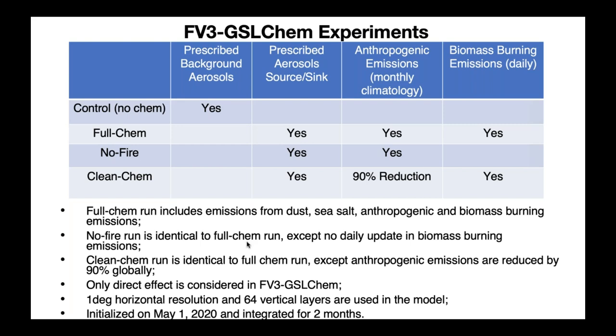So for these experiments, the last three have only the direct effect in the FV3 GFS chem. All four experiments are carried out at 1 degree horizontal resolution and 64 vertical layers. We ran the case starting from May 1st, 2020 and integrated for 4 months in order to capture the dust storm that happened in late June.